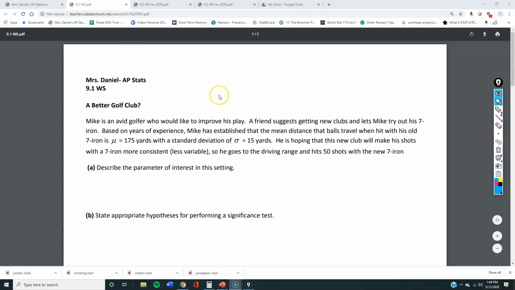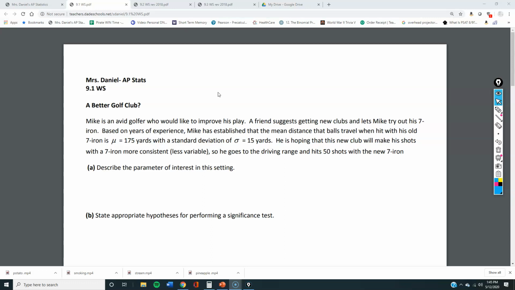So Mike is an avid golfer, ... What's the parameter of interest in this setting? So what are we trying to find out? Well, since Mike wants to be more consistent, you care about the standard deviation. The smaller the standard deviation, the more consistent you are.